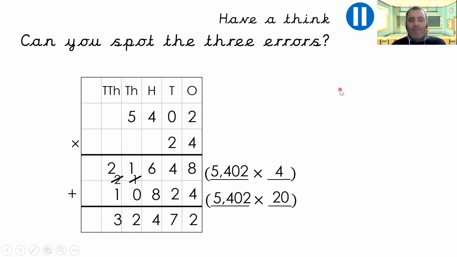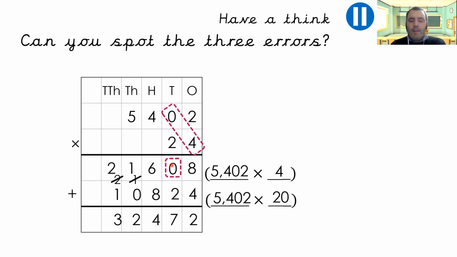Okay, how many of them did you find? First one we need to look at. I'm going to go and look at my ones calculation. 5,402 times 4. There's a 0 in there, but there's not a 0 in my product. Something's gone wrong somewhere, so I'm going to go back and check. 4 times 2 is 8. 4 times 0 makes, there we go. That's where I've made my mistake. Best that I fixed that, hadn't I? So I'm going to change that. It should be a 0. There we go. That's the first mistake I've made.